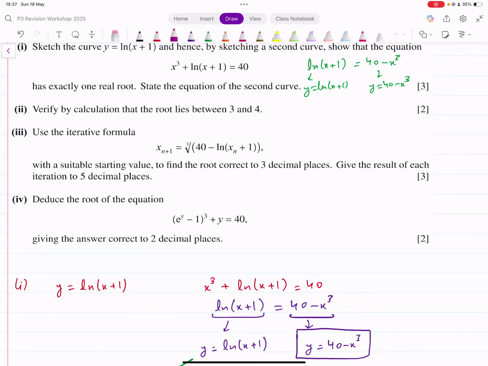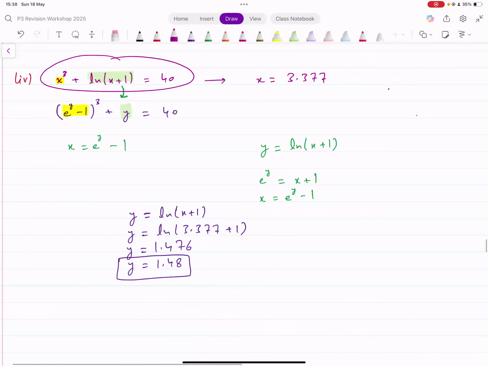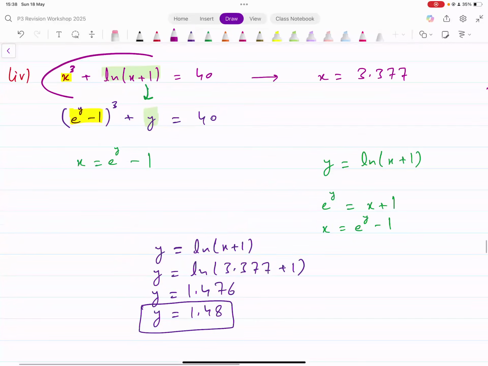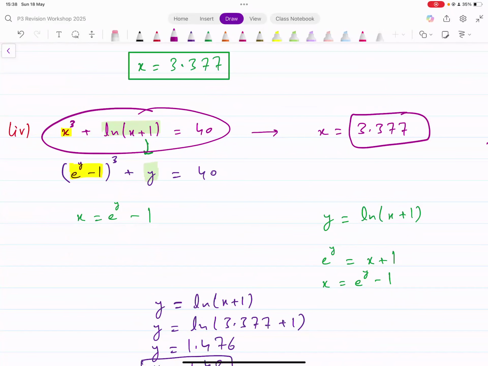You found the solution of this equation. And based on that, they want you to find the solution of this equation. How are the two connected? You have to think about that. Let's write down those two equations here. One is this, and the other is this. Let's compare the two. This equation, using iteration, gave us the solution x equals 3.377.